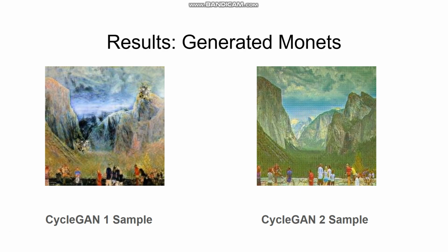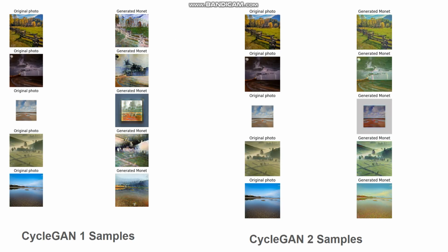CycleGAN 1 produced really impressive results. However, CycleGAN 2 has decent results, but not as good as CycleGAN 1. These are the side-by-side comparisons between the original input photo and the generated Monet. As you can see, CycleGAN 1 adds Monet style to the painting as well as capturing most of the features of the original input photo. However, CycleGAN 2 produced good results, but the results are too similar to the original photo and lack the features of Monet style paintings. The two models have vastly different styles in the generated samples.